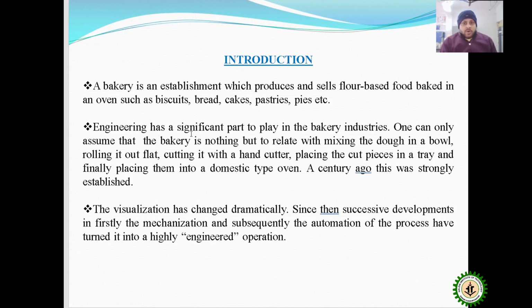So a bakery is an establishment which produces and sells flour-based food baked in an oven, such as biscuits, bread, cakes, pastries, pies. These are examples of bakery products. Along with these, there are some other optional ingredients we add to impart taste, flavor, and also quality.